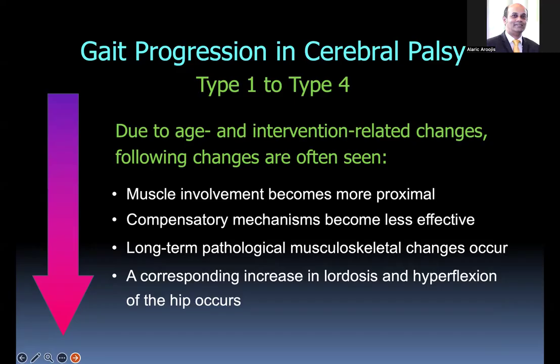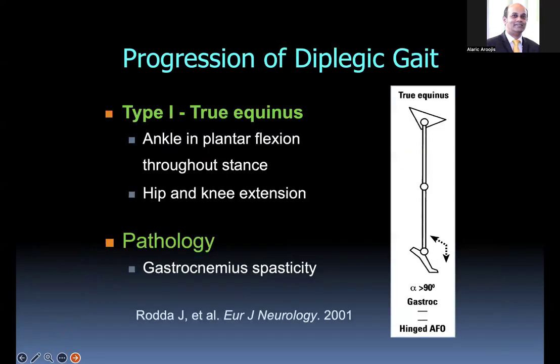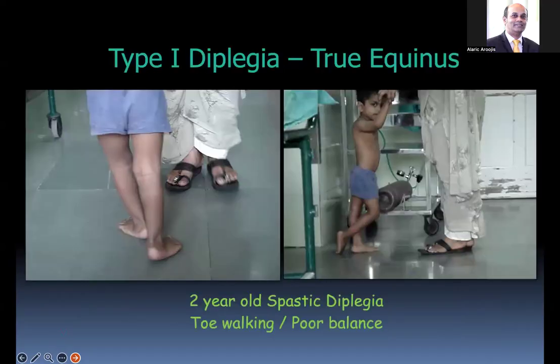And by doing inadvertent gastrosoleus surgeries on these children when they're younger, you can push them into a crouch gait earlier than what they are naturally, by natural history, supposed to do. So a type 1 diplegia, like a type 2 of hemiplegia, manifests with true equinus, where the ankle remains in plantar flexion throughout stance and swing.